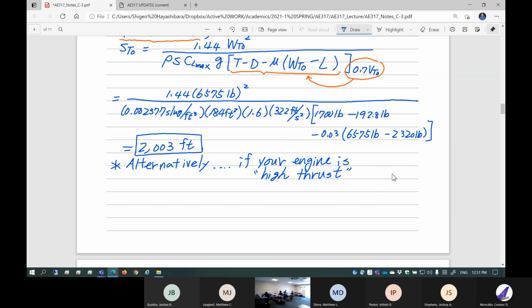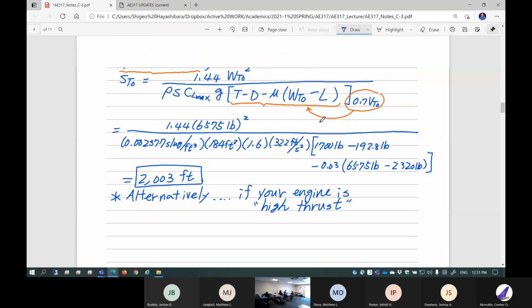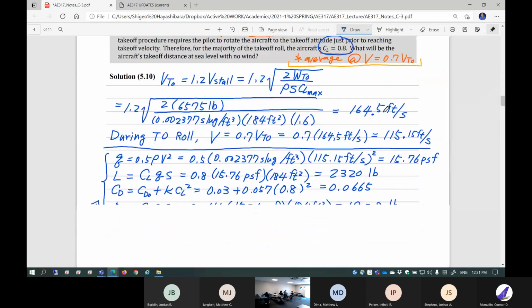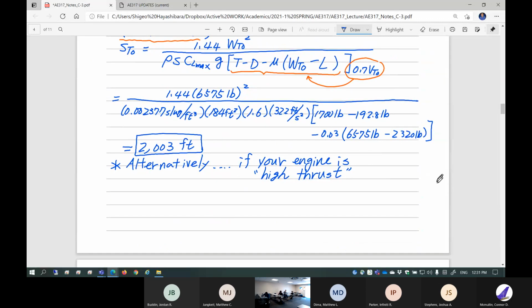So suppose alternatively your engine is a very high thrust engine, that means at least as high as your takeoff weight. In this case, is it true? Takeoff weight for this case is 6,600 pounds. What's your engine thrust? 1,700. Nope, this is not a high thrust engine. But suppose it is, you can alternatively use this shortened equation. In this case, obviously, this is not valid, but let's suppose you use this shorthand equation.